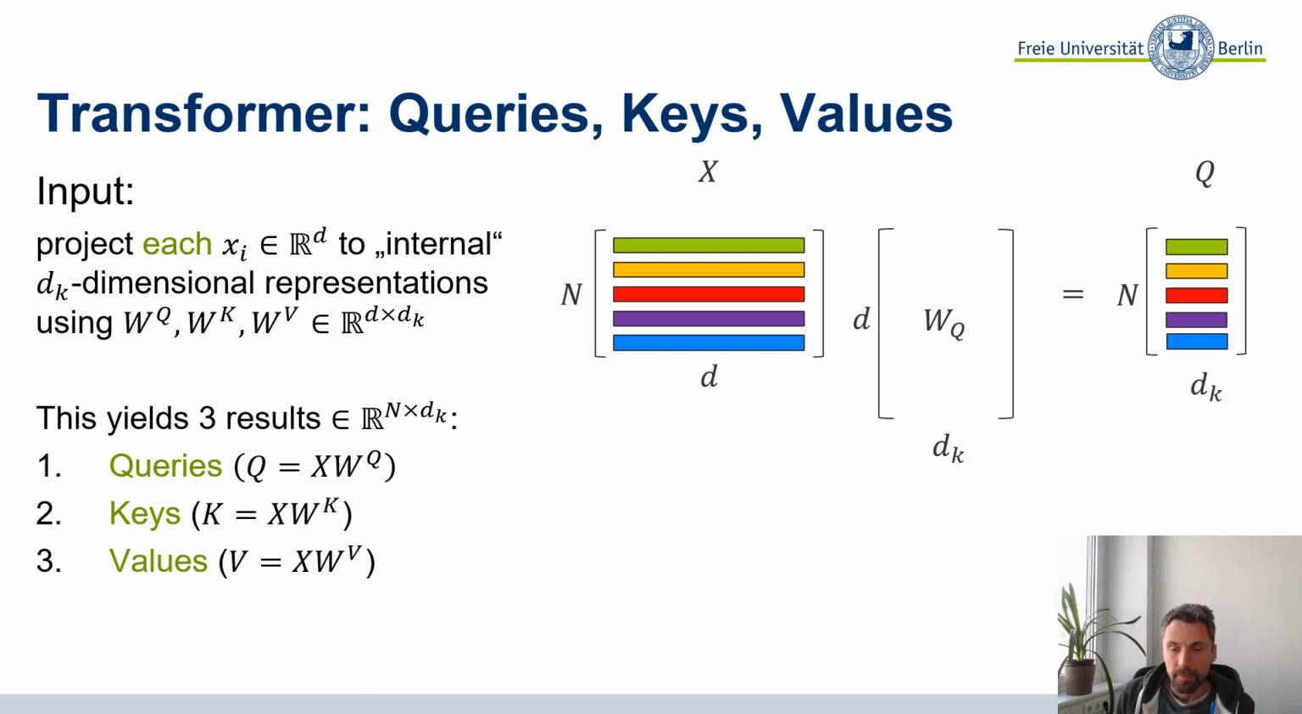The first step in every transformer is mapping the input tokens in X to internal representations of these tokens. We'll use 3 different representations that we call queries, keys, and values. I'll show you in a moment why we need 3 and what the purposes of these are. They're basically just linear mappings, right?